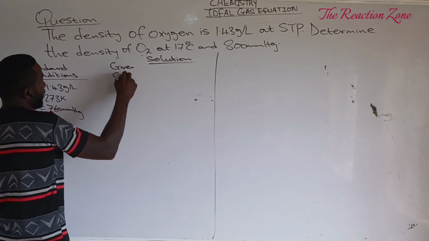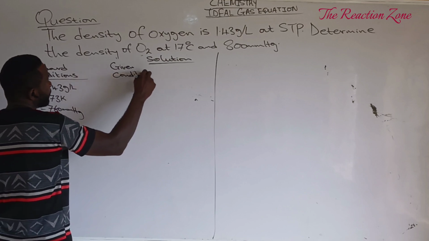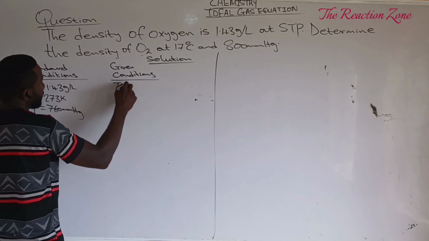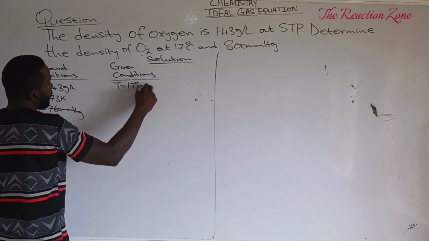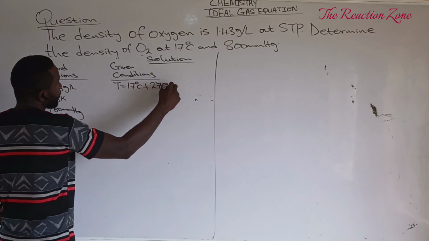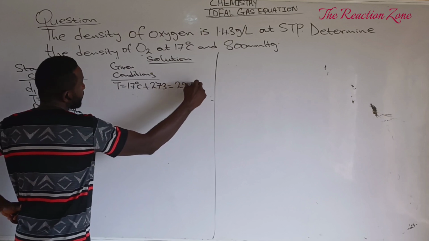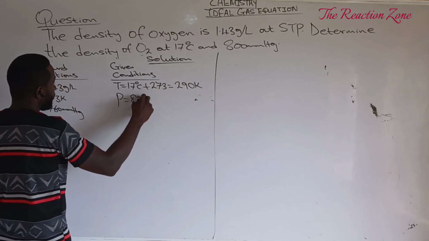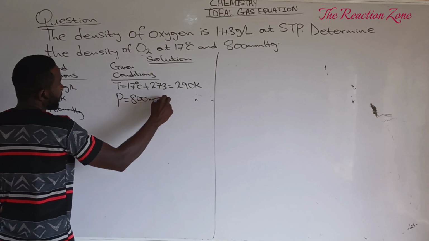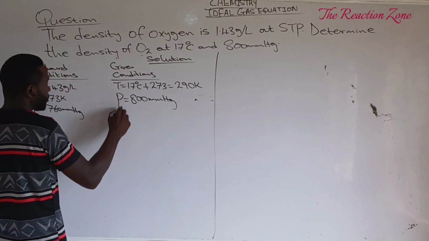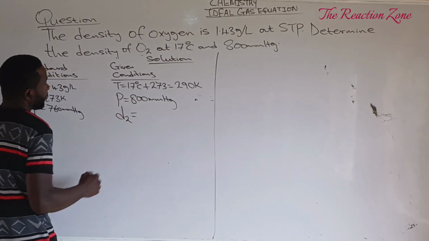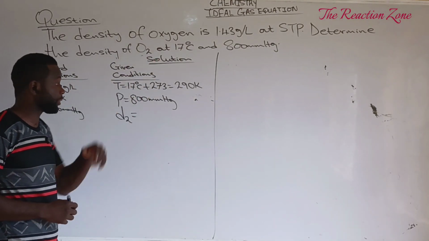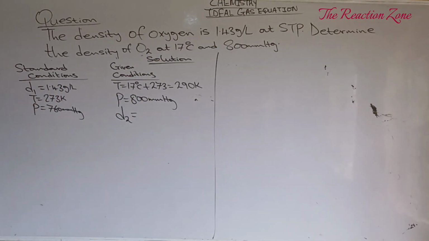The information we have for the given conditions is that temperature is 17 degrees Celsius. When we convert to Kelvin by adding 273, that will give us 290 Kelvin. And the pressure is 800 millimeter mercury. And we are told to find the density at 17 degrees Celsius and 800 millimeter mercury.